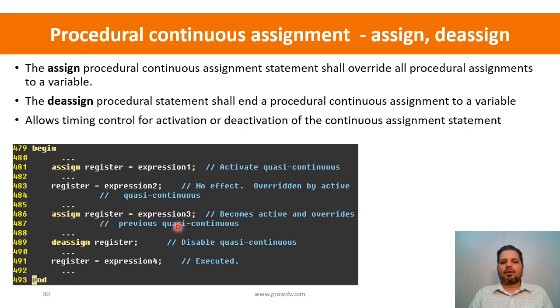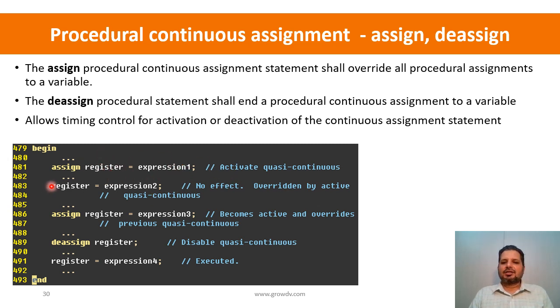Let's take a look at one example to understand it further. So we say assign some register variable is equal to some expression 1, and here this procedural continuous assignment statement, also called a quasi continuous, takes effect. Once this takes effect, any changes in the expression 1 will be evaluated and updated to register all the time. Now if I do a procedural assignment like register equal to expression 2, it will not have any effect, because this particular assignment is happening continuously.